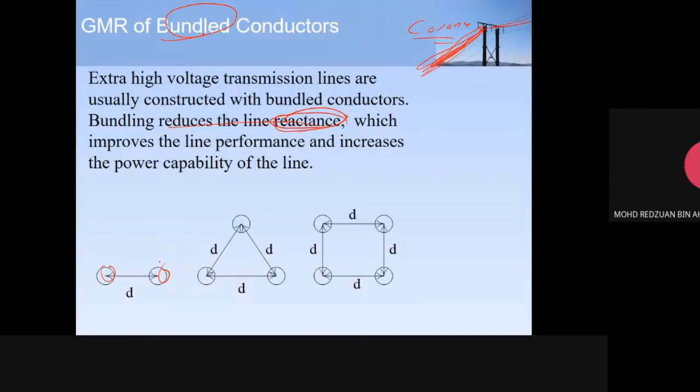Sometimes we have multiple conductors, and we have bundle of 2, bundle of 3, and bundle of 4. These are typical numbers of conductors that are used for a high voltage transmission line. This is an example. This transmission line is actually easy to see in our country, Malaysia. We have bundle of 2. Okay, this bundle of 2.